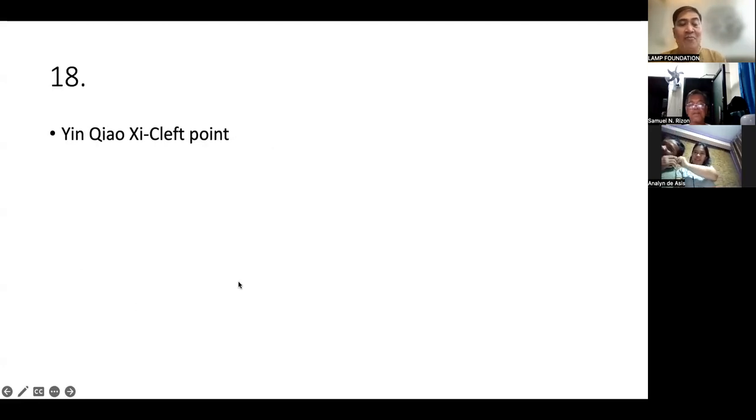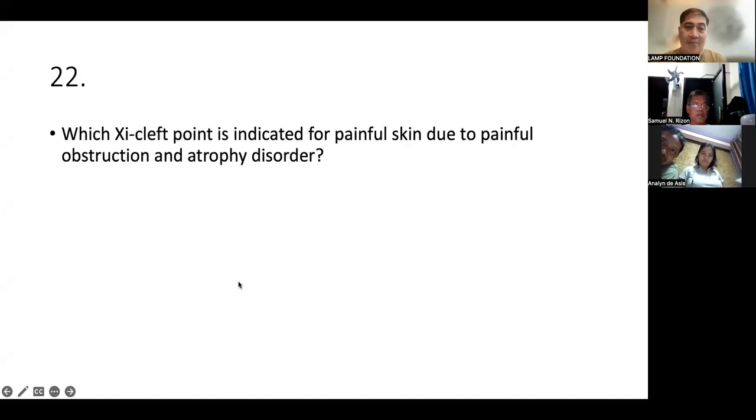What is the Xi Cleft point of the yin qiao? Kidney 8. Very good. What is the Xi Cleft point of the yang qiao? Bladder 59. Xi Cleft point of yang wei? GB 35. Xi Cleft point of yin wei? Kidney 9. Thank you so much. Excellent job.